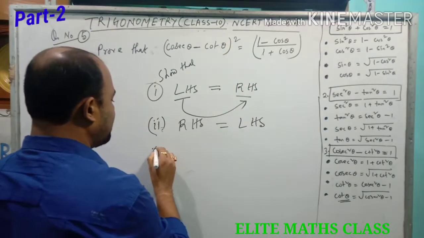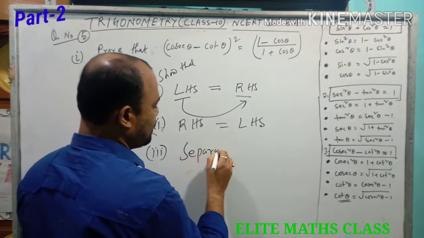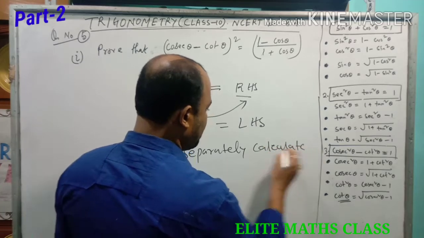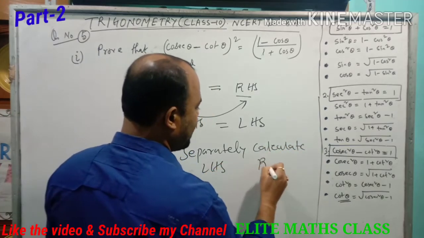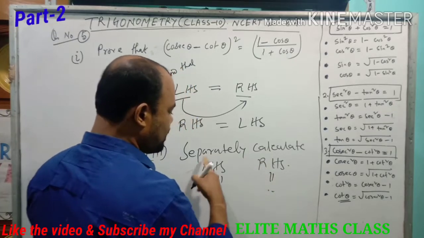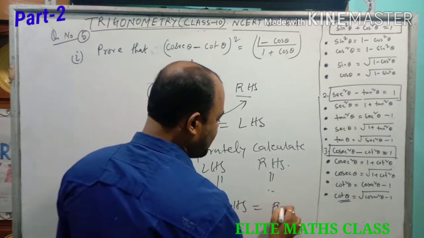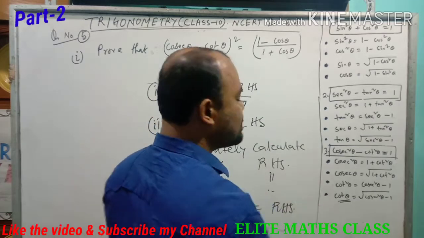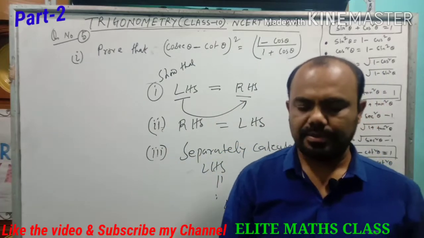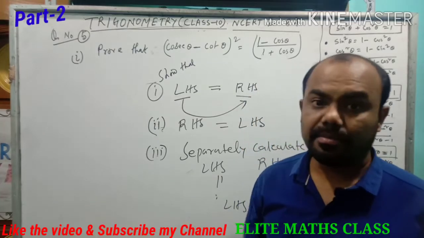And the third way is one in which you separately calculate LHS and RHS. Show that this one equals something and this one equals something, you simplify, then show that the value of RHS equals the value of LHS. So these are the three ways by which you can solve this type of problem.